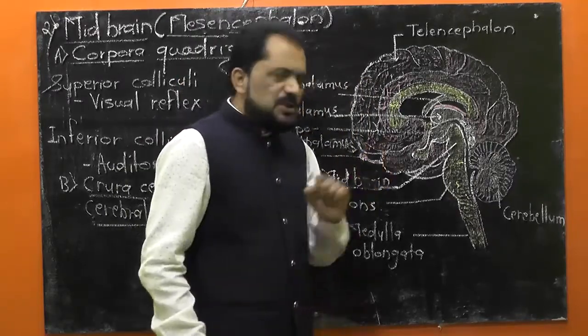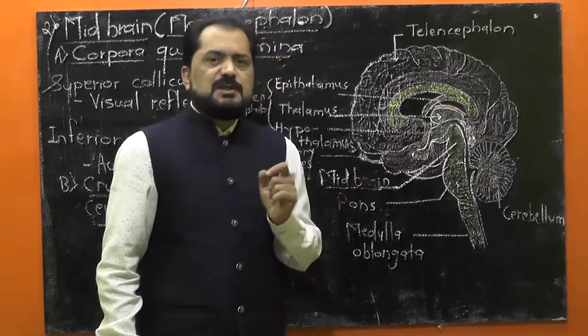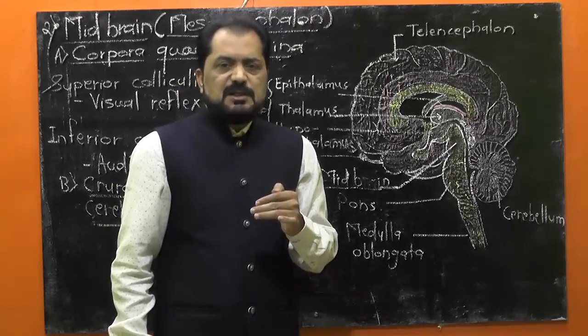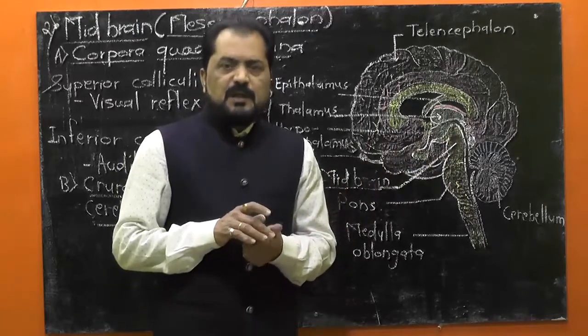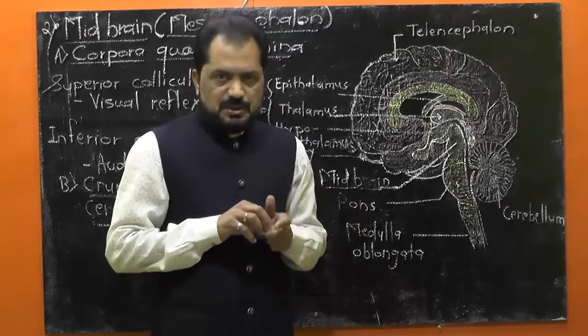Now in addition to that, this crura cerebri and midbrain at its center shows a mass of gray matter scattered in the white matter.